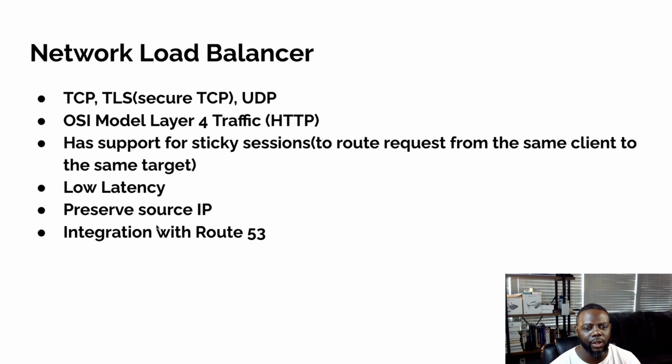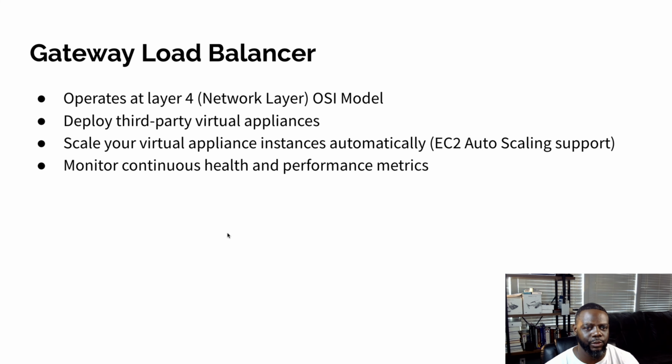Also, the NLB integrates with Route 53. And then the final load balancer is the gateway load balancer. This one also operates at layer 4 in the OSI model. You can deploy third-party virtual appliances and scale your virtual appliance instances automatically. So this gives you the ability to scale up or scale down using the EC2 auto scaling support. And this one provides continuous health and performance metrics of your load balancer.